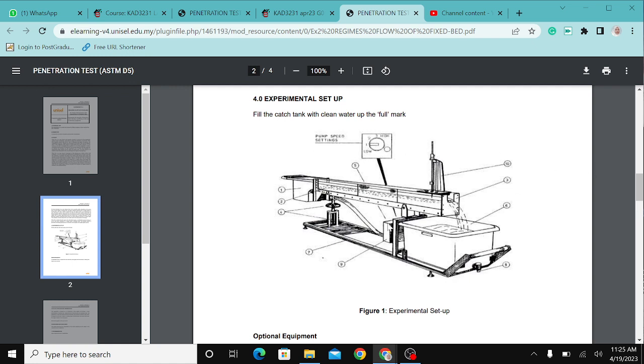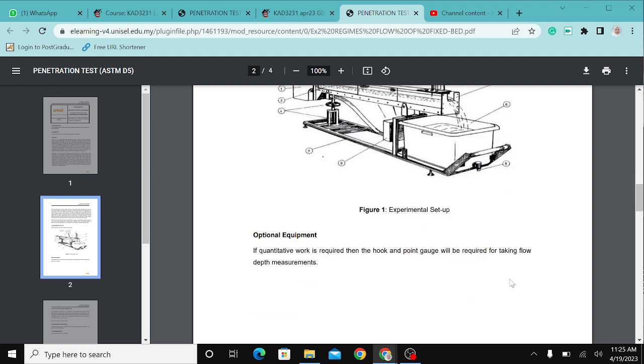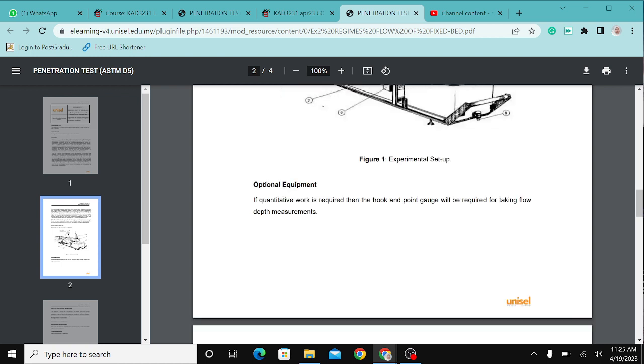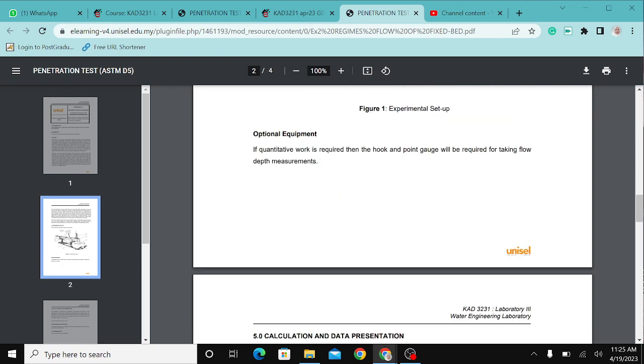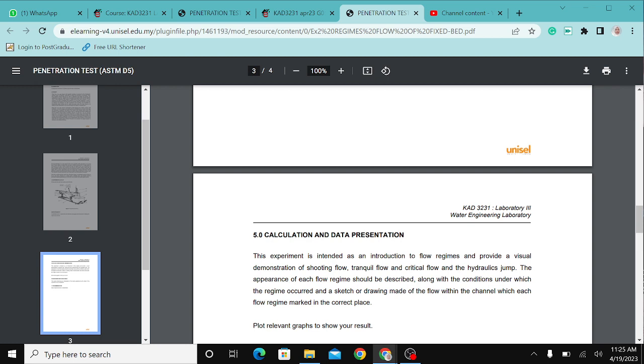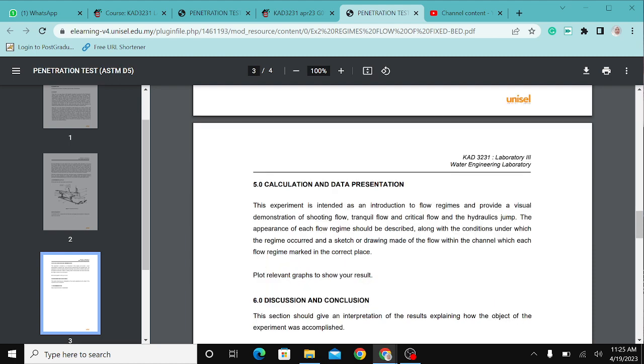Okay, these are some of the basic terms that you should know for the setup. Fill the catch tank with clean water up to the full mark, and then this is optional equipment. So you can have the hook and the point gauge, which will be required for taking flow depth measurements. Okay, these are additional equipment. So if you want to do this experiment, just double check with the technicians whether the items are in the laboratory or not.